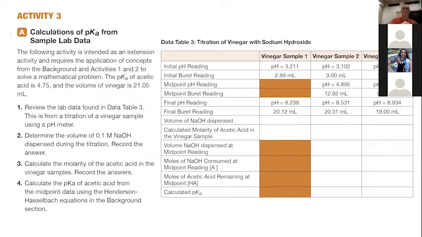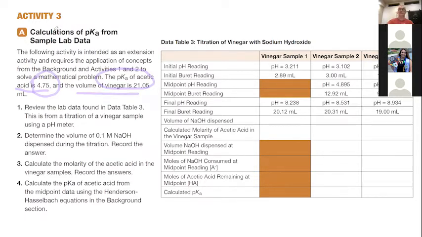And then the third data table is basically figuring out what the pKa is. So the pKa of acetic acid is 4.7. The volume for this particular titration: this is data they've given you, and you try and figure out what you calculate the pKa to be. So you should get around 4.8 or so. If you have some questions on how to do this, we can discuss it.